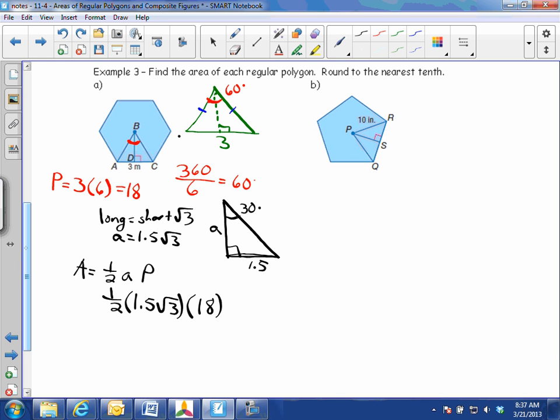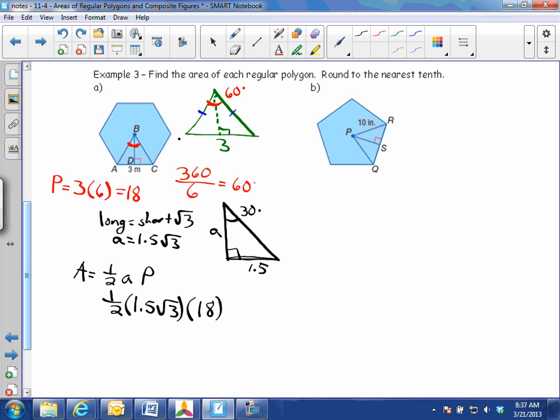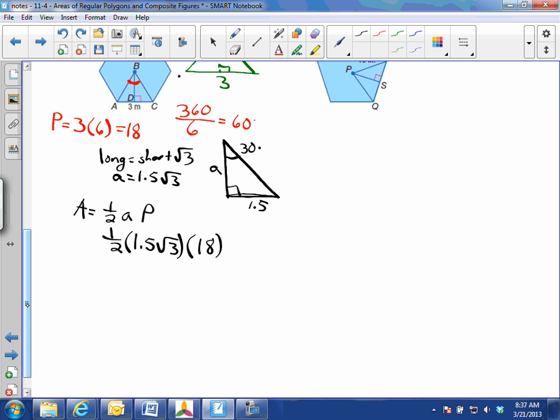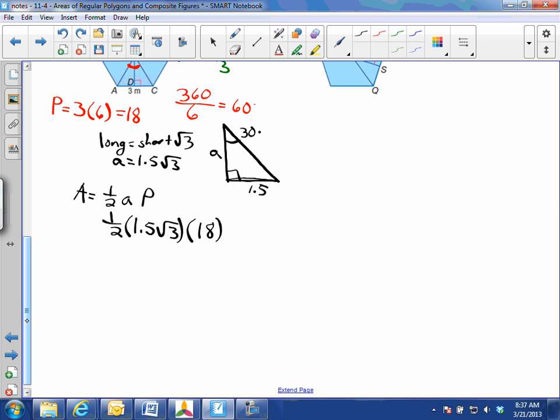So are we supposed to leave it in terms of pi? It says round when there's 10. So be careful when you type in the root 3 that you're only taking the square root of 3 and not the square root of 3 times 18. There's no pi. Should we have a second answer? No, because it says to round here. So we plug it all in. What do we got?